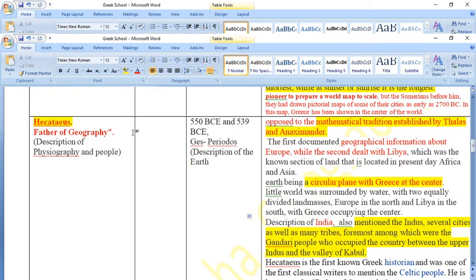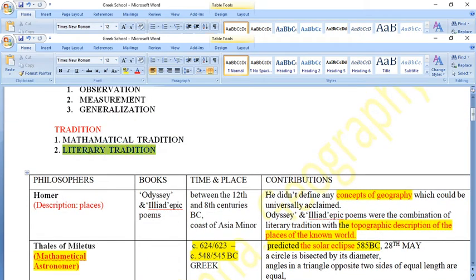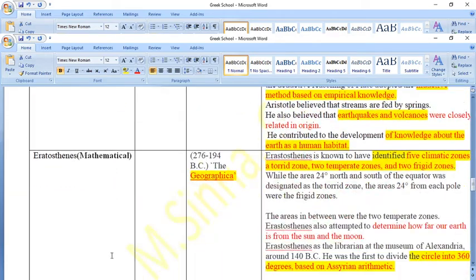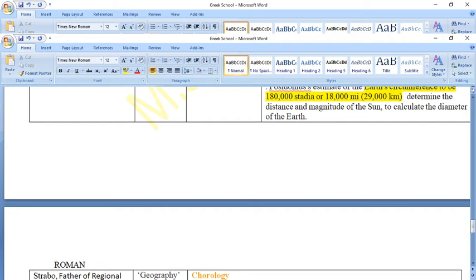Only Herodotus, Hecataeus and Homer believed only in the literary tradition. Out of the three, all are of the mathematical tradition. Okay, then come to the point of the Roman school of thought. Okay, Roman school of thought.